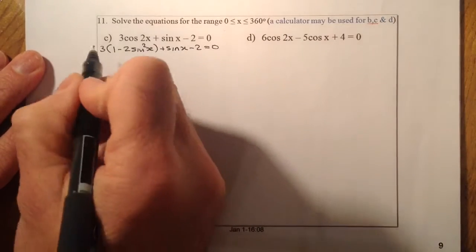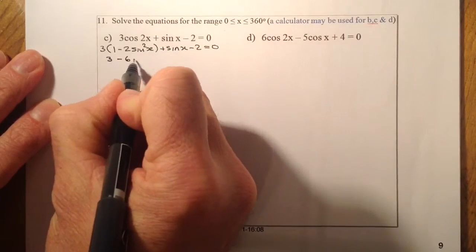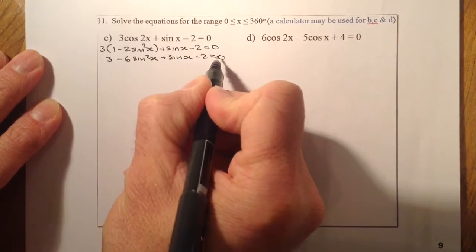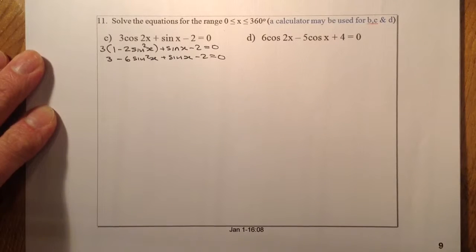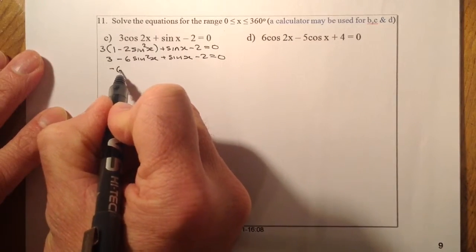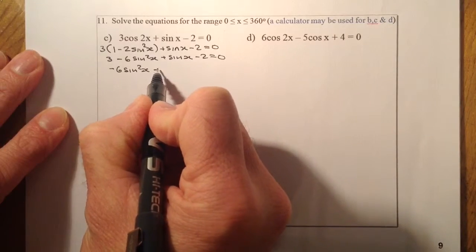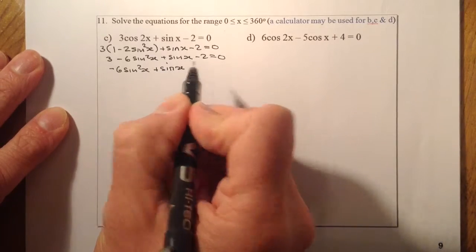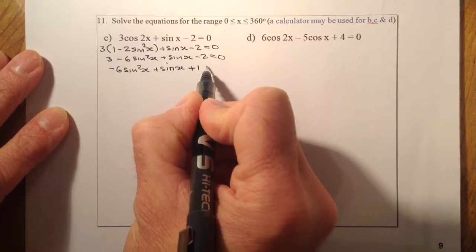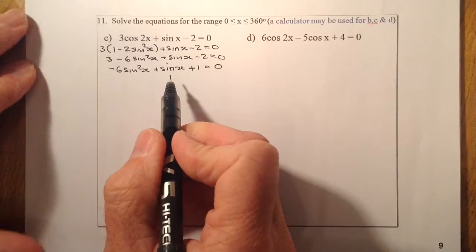I'm going to multiply it out first, so that gives me 3 minus 6 sine squared x plus sine x minus 2 equals 0. From there, I'll reorder it, so I get the square term first, the sine x next, and then the numbers gathered up after that. I'll have minus 6 sine squared x, plus sine x, and then 3 minus 2 gives me a plus 1, so plus 1 equals 0. So that's me got that into a trinomial form.